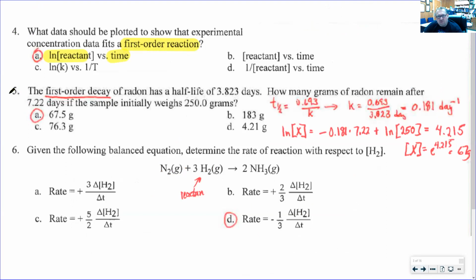Number 5 was another one that was probably a little trickier. So I considered it a difficult question. We didn't do good on it as a class. So you've got a first order decay. So I need to use the first order rate law, or integrated rate law. And the half-life was a certain number of days.